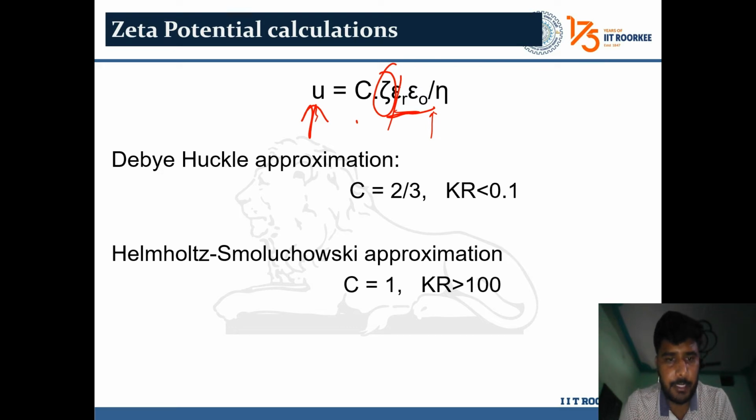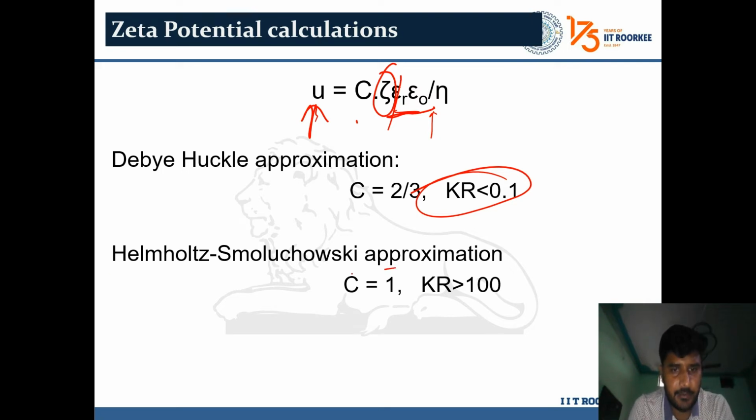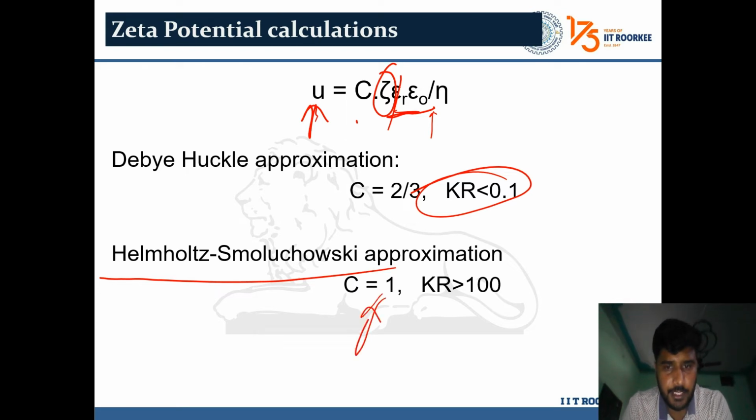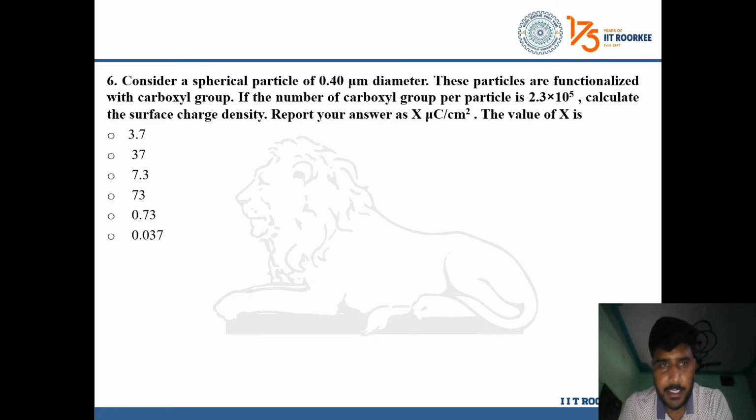Okay, my pen is not working. And if you have this condition, that is the kappa r less than 0.1. And the second model is the Helmholtz-Smoluchowski approximation. You have to keep the value of c equal to 1 if you are having this condition to be satisfied in your particular problem. Okay. So these are the basic formulas, and after that I will be discussing some problems.